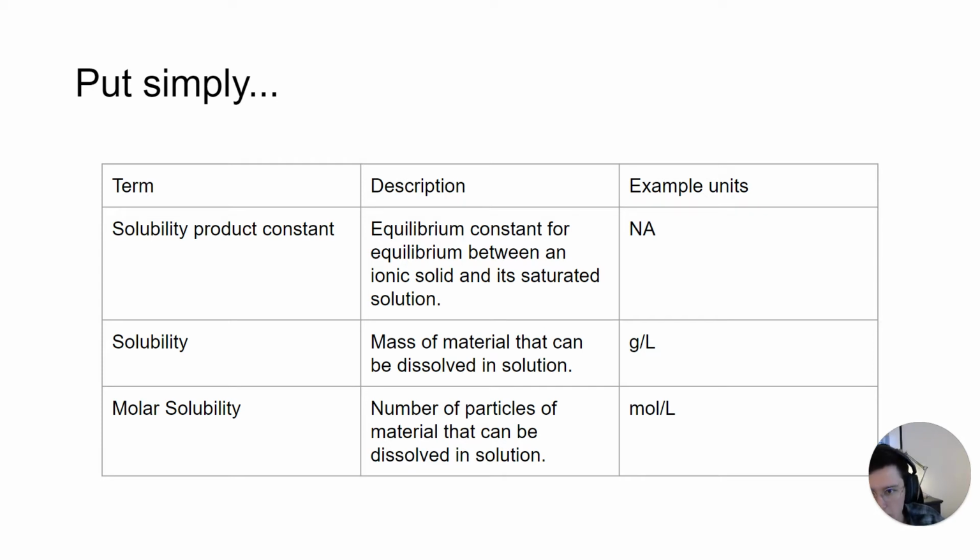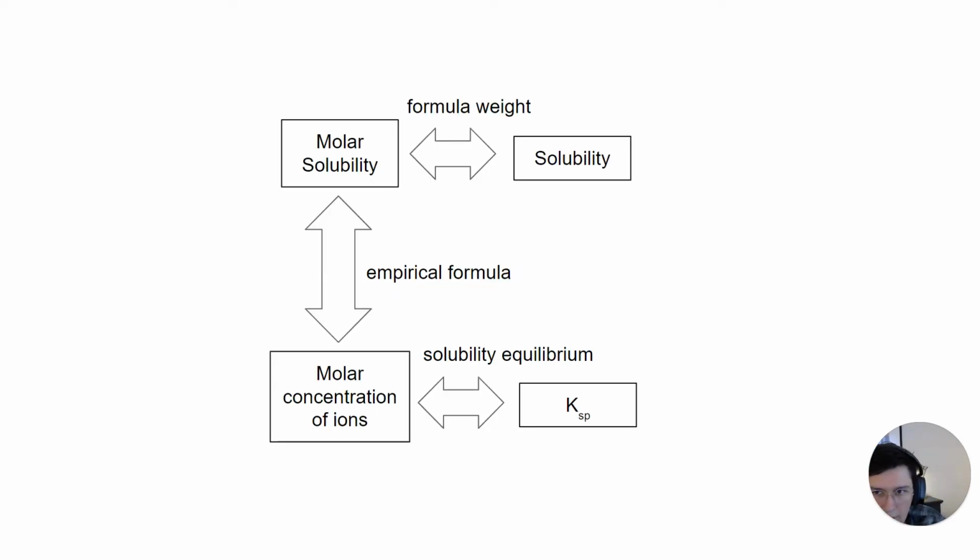It doesn't have units. Solubility is just the mass per volume, and molar solubility is just the number of molecules of that solute that can be dissolved in a given volume. And we can convert between them relatively interchangeably. If we have a solubility, we can use its molar mass, its formula weight, to get the molar solubility. That was just dividing by the molar mass in my first example. And if we have a chemical equation, an empirical formula for how it dissolves, then we can use that to get the molar concentration of the ions. And if we have that, then we can use our product formula and calculate the product constant for that reaction.